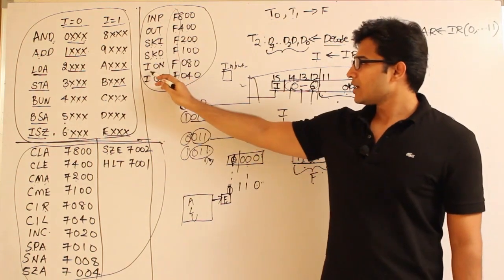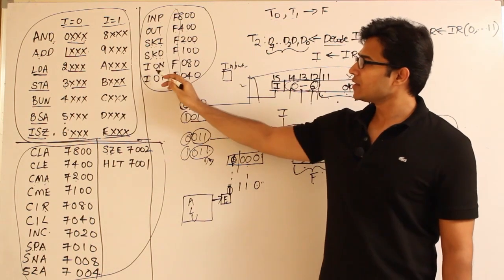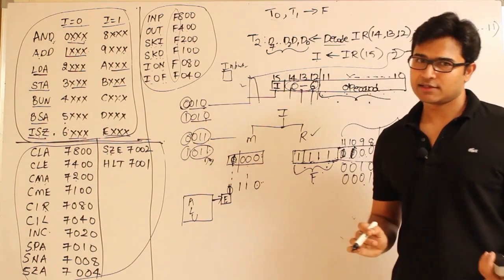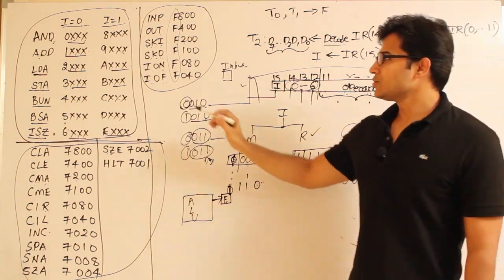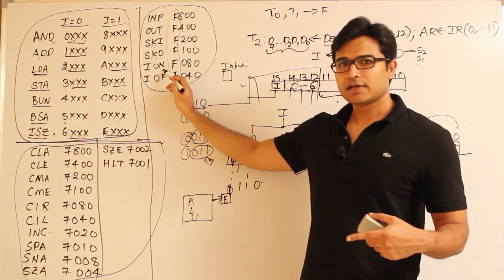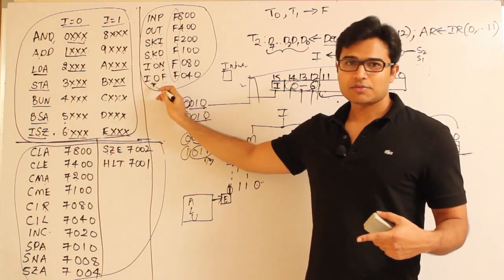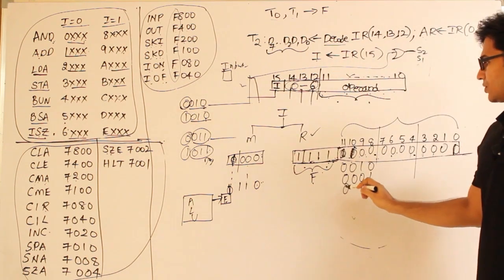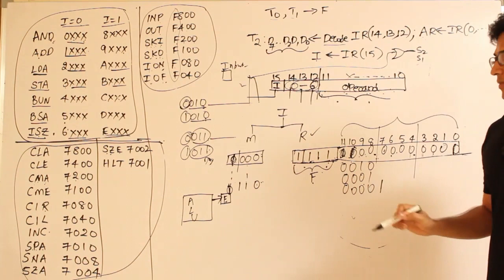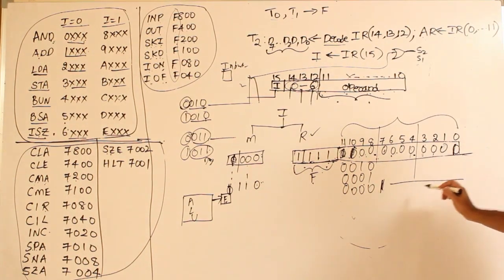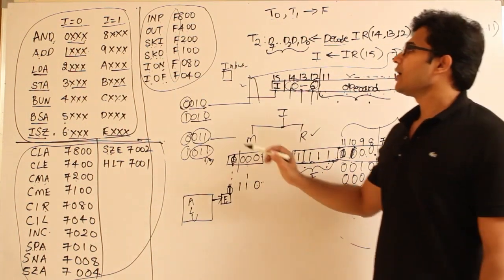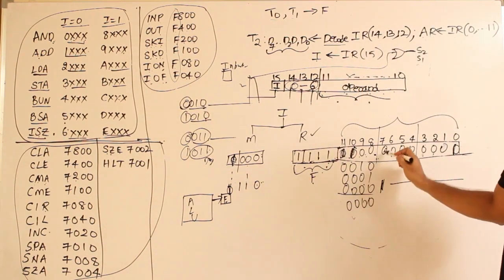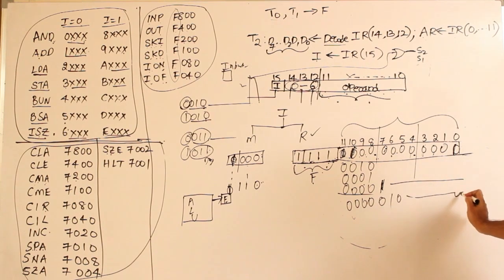And the next ones are ION and IOF. It is nothing but turning the interrupts on and turning the interrupts off. We didn't discuss interrupts yet, we'll discuss them later, and these two instructions are used to say that interrupts are allowed and interrupts are not allowed, and for them we are using F080. F080 means 0 0 0 0 here, and this bit will be set to 1 and all the remaining bits will be zeros. And F040 means 0 0 0 0, and this bit will be 0 and the next bit will be 1 and all the remaining bits will be 0.